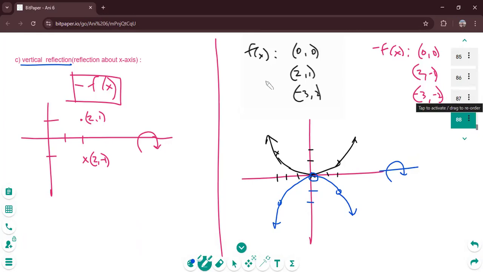Stay tuned for the next video, which will be on horizontal transformations, which is much tougher.